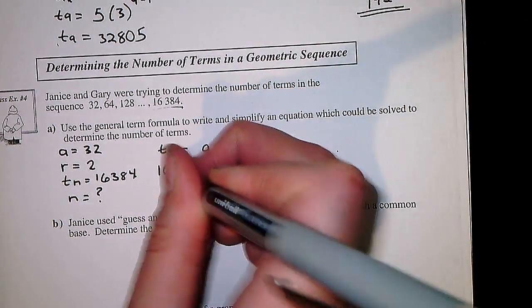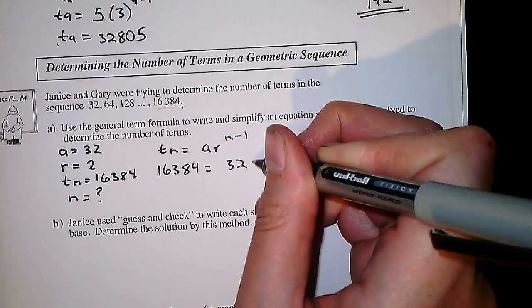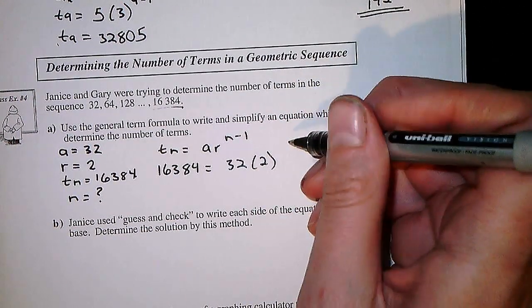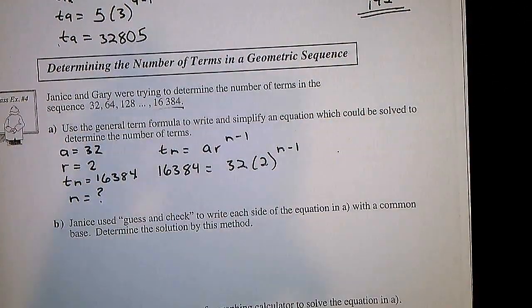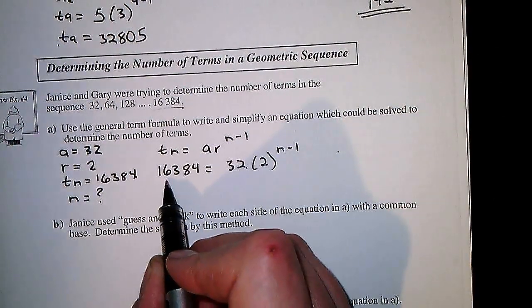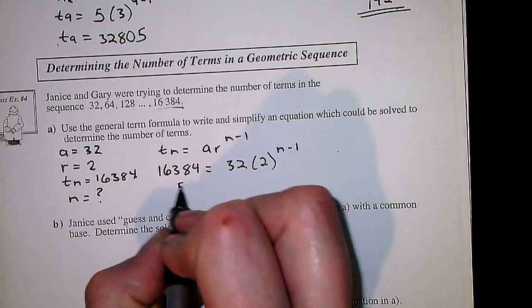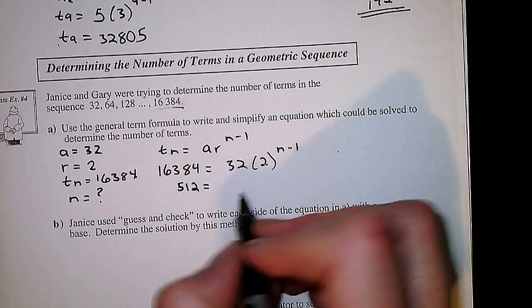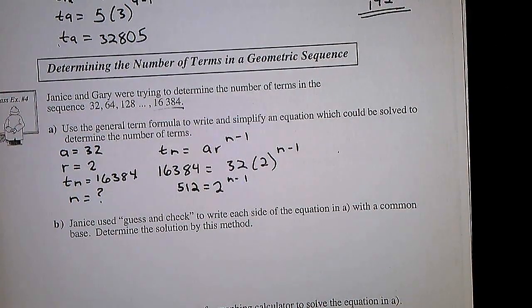So I know that T of n is 16384. I know that A is 32. I know that R is 2. And I'm solving for n. Okay, so I'm going to try to simplify this. 16384 divided by 32 would give me 512. Okay, so I have 2 to the exponent of n minus 1 is equal to 512.